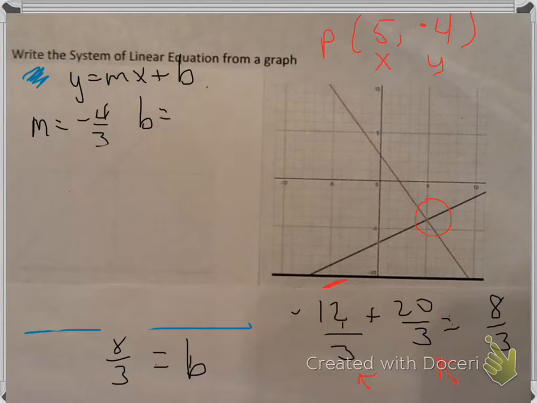My b is going to be 8/3. So my equation is y equals negative 4/3 x plus 8/3.